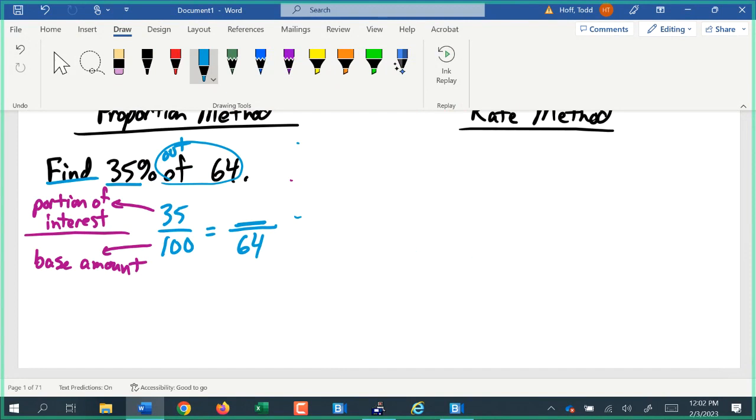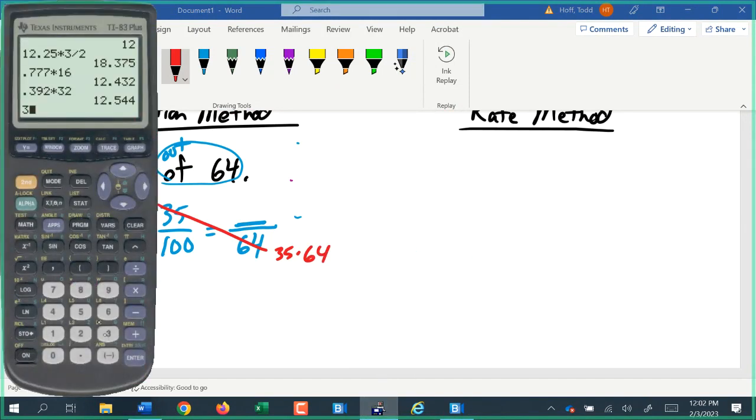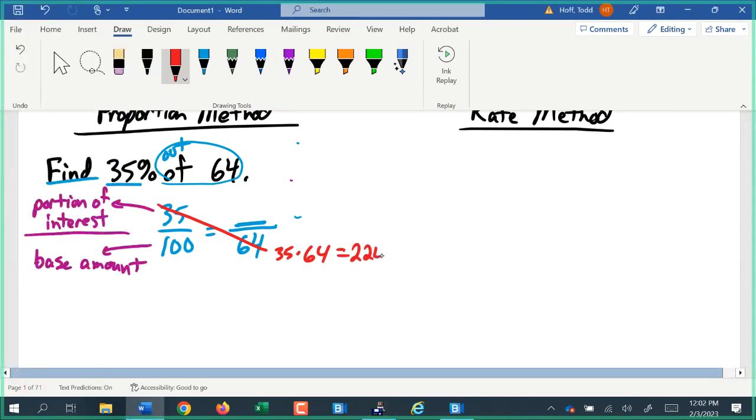And now to calculate, we do what we were doing above to convert our fractions. We cross multiply and divide. So we find the two numbers that are diagonal with each other. That is the 35 and the 64. We multiply those, 35 times 64, giving us 2,240. And then the number that's diagonal to our missing number is the 100 here. We divide by the 100, giving us 22.4. So 22.4 is 35% of 64.